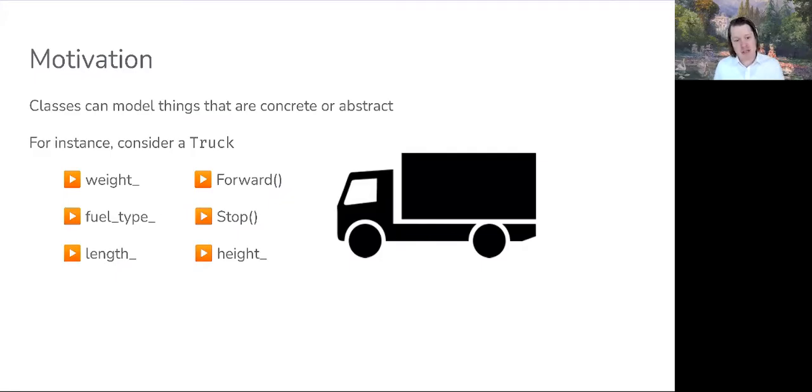We're going to consider just, let's see here, 4 attributes. What is the truck's weight? What is the truck's fuel type? What is its length and height? And then we'll only consider 2 behaviors, forward and stop, just to try and keep this compact and hopefully focused.